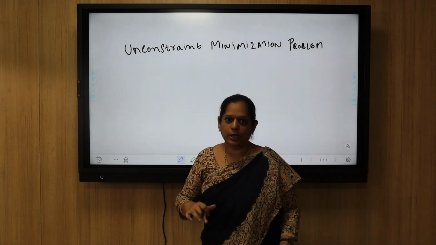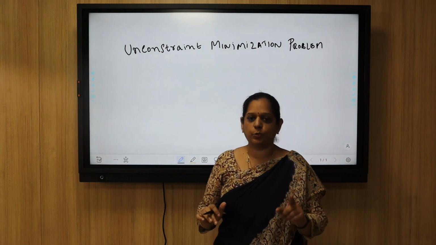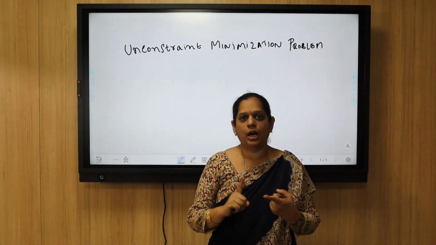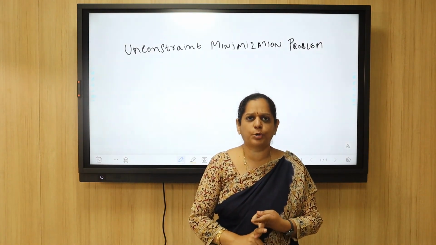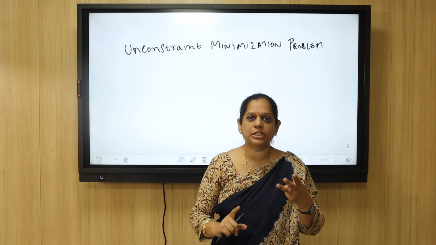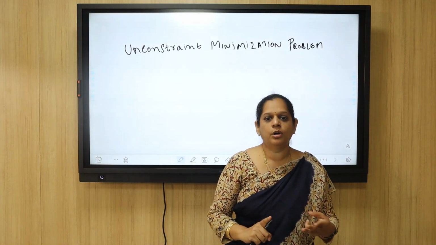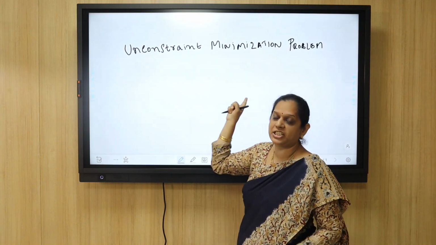In geometric programming, we have three models. We can solve the problems in three models. One is the constrained minimization problem, one is the unconstrained minimization problem, and one is the complementary geometric program. These are the three models by which we can solve the problem. First we will go with the unconstrained minimization problem.